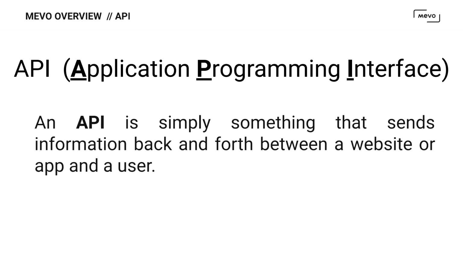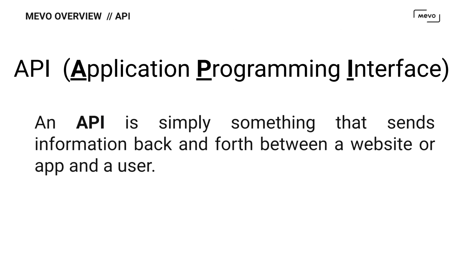Basically, an API is simply something that sends information back and forth between a website or app and a user. It's put in place by each one of these destinations, and it allows the Mevo app to communicate with the platform without giving us direct access to the platform. So they design an API saying, hey, if you want to go live to groups, you use this, and then you can request information, and we'll either approve or deny it based on the request.